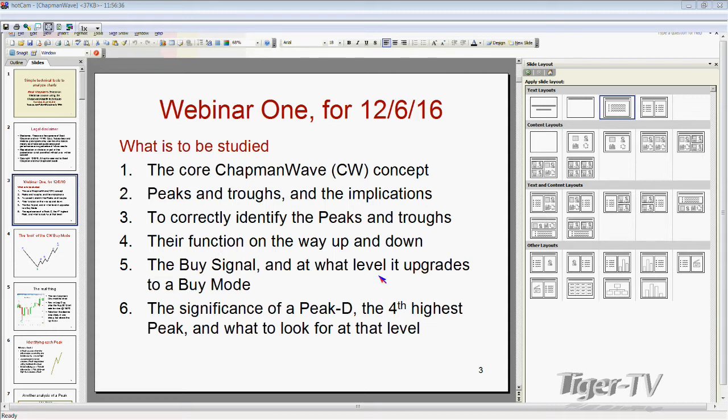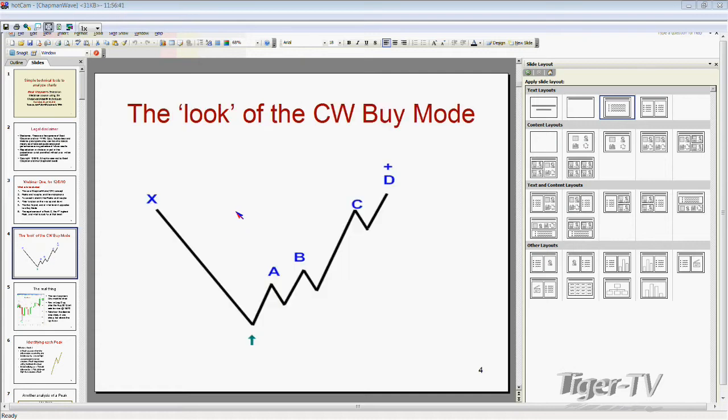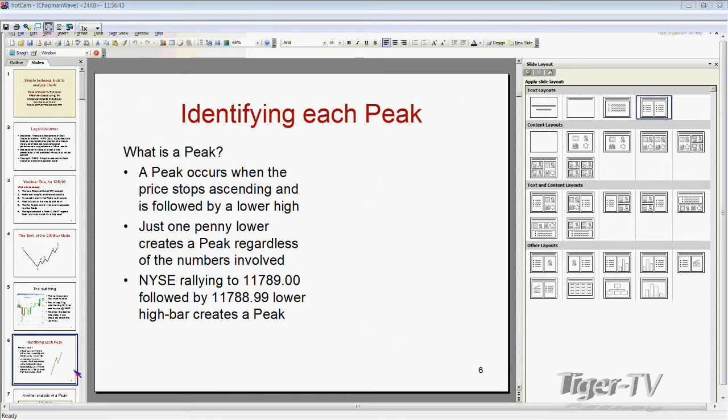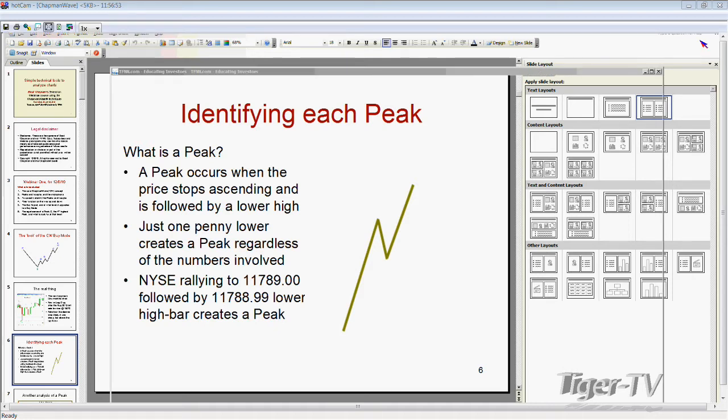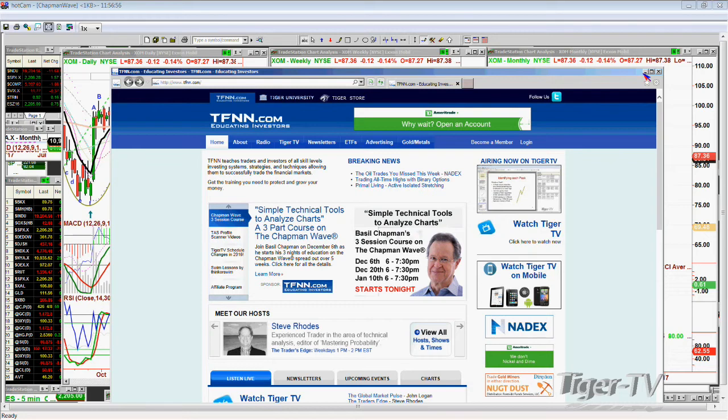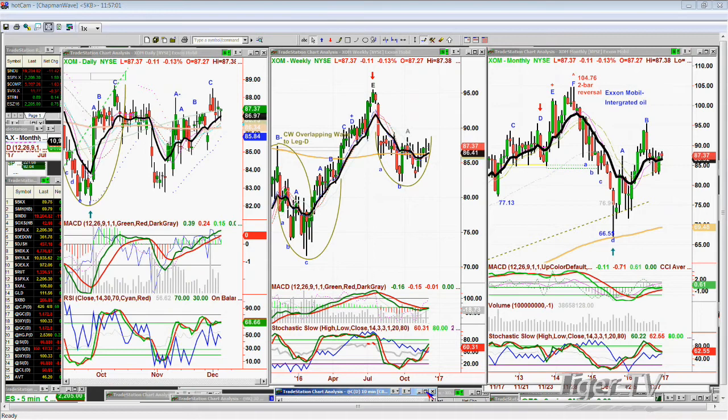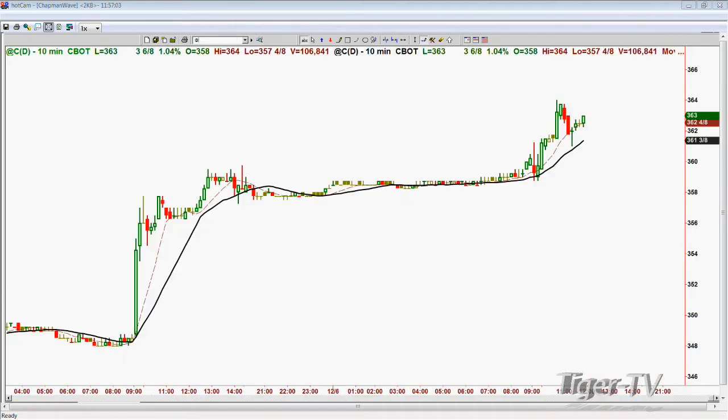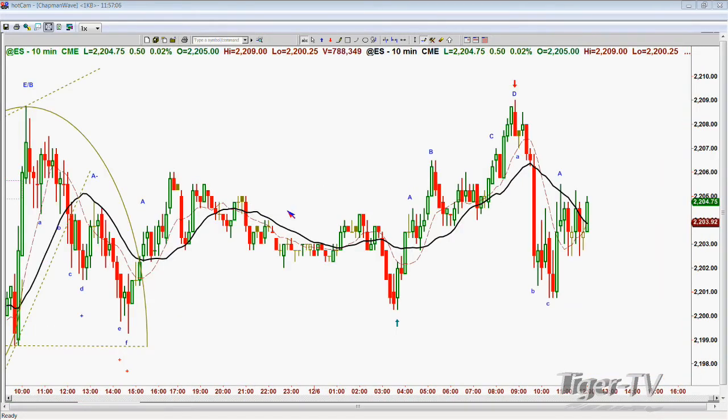So the buy signal, and what level it upgrades to a buy mode, the significance of a peak D, the fourth highest peak. This is the pattern we're looking for. This is what I'm going to be teaching, identifying each peak. It just goes on and on. I'm extremely thorough. And I will introduce you, if you haven't done it yet, to the MACD and the slow stochastic. But most importantly, you don't have to know my Chapman Wave technique very much, because if you can just get to the fourth peak, peak D, look what can happen. Look how many times it happens. So that's what I'm going to be teaching.